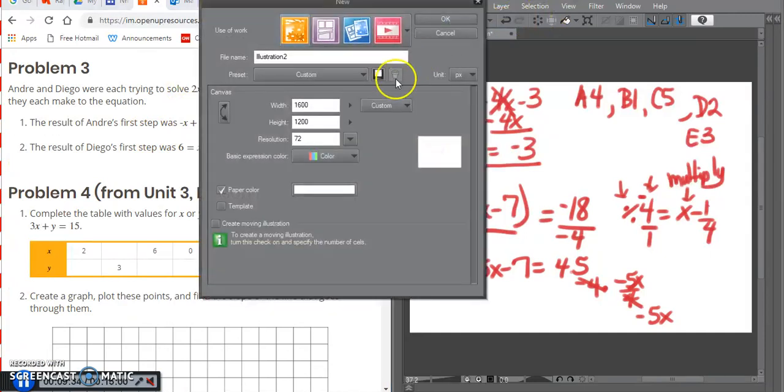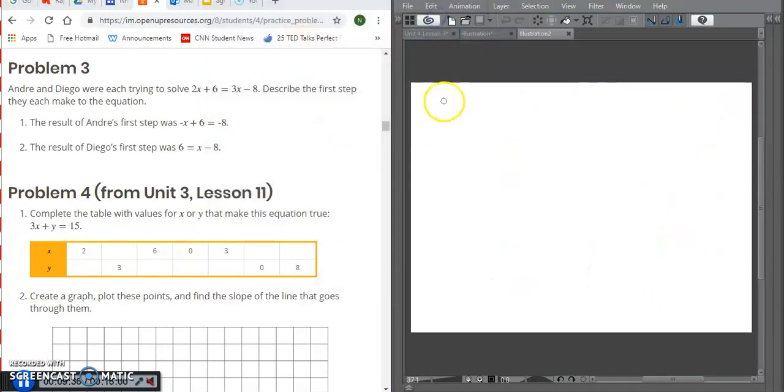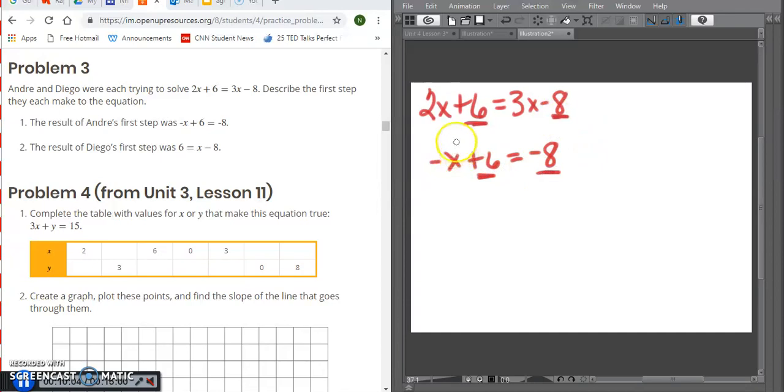You had to decide what was the first step Andre took and what was the first step that Diego took to get those next steps. The original equation is 2x plus 6 is equal to 3x minus 8. And Andre did something, and whatever he did left him with -x plus 6 equals negative 8. And if you look, the plus 6 and the plus 6 stay the same. The negative 8 and the negative 8 stay the same. So something happened. The x's got combined somehow and left with negative 1.